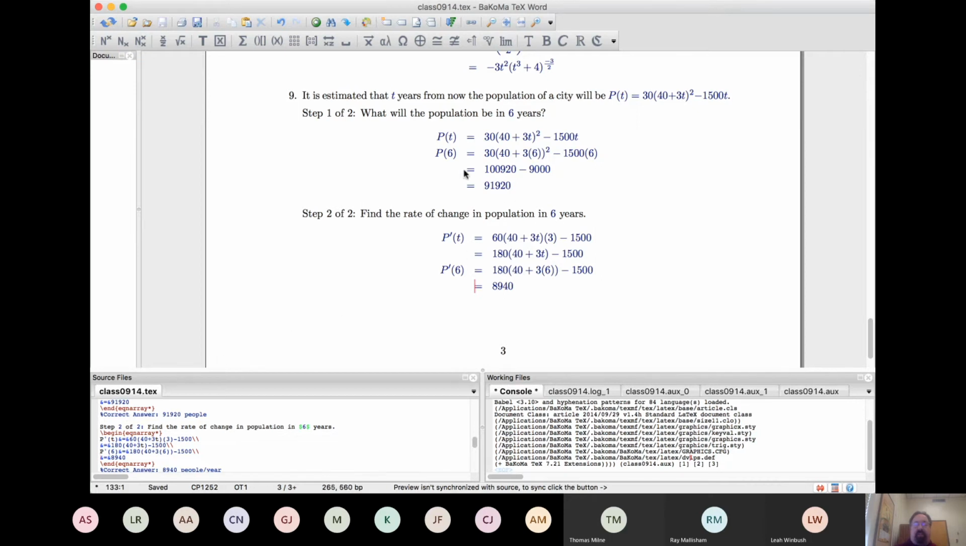So in terms of units, this is population. So the first part, the units for the answer would just be people. So the total population will be 91,920 people. The rate of change in population will be people per year. So the population is adding 8,940 people per year at this point in time, 6 years from now.